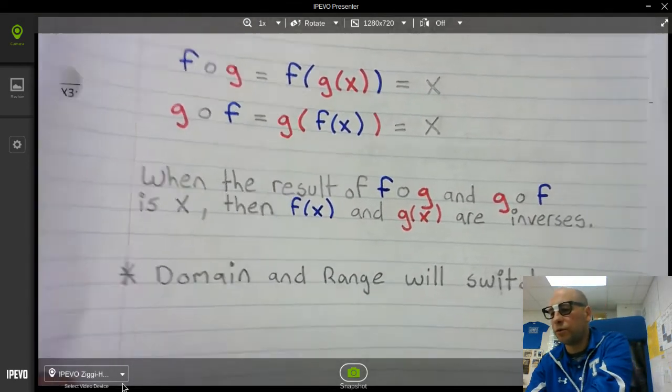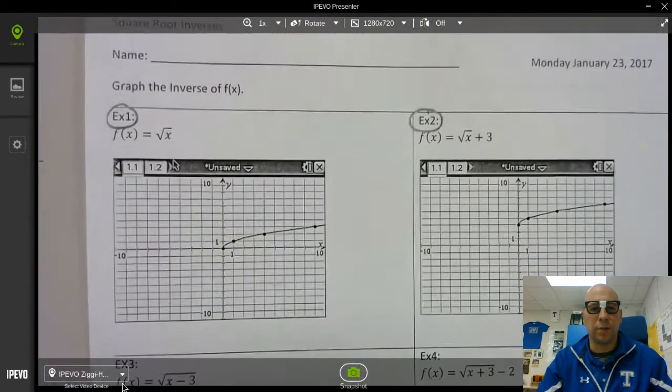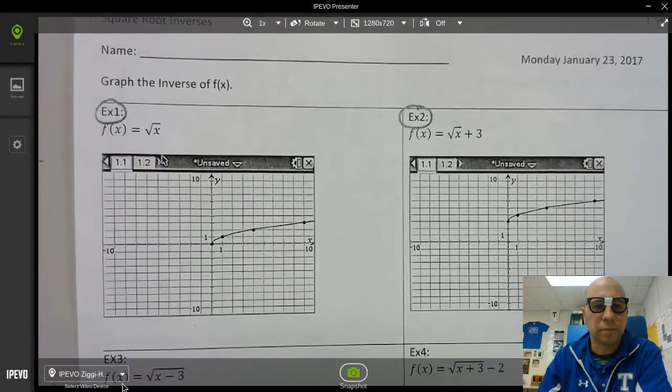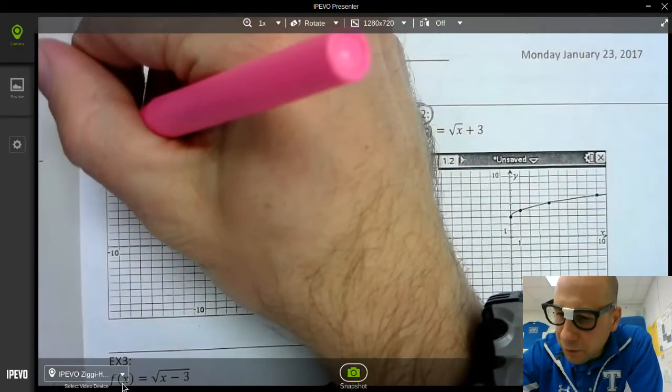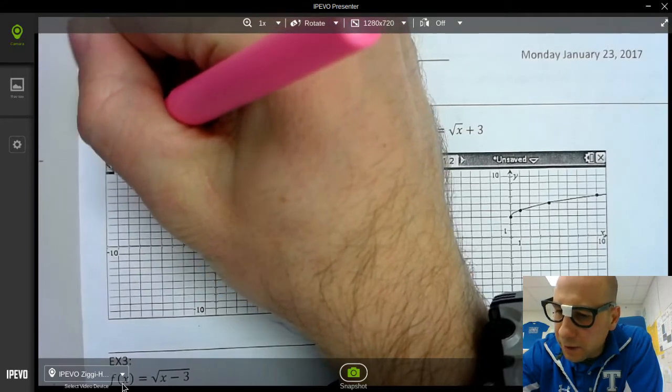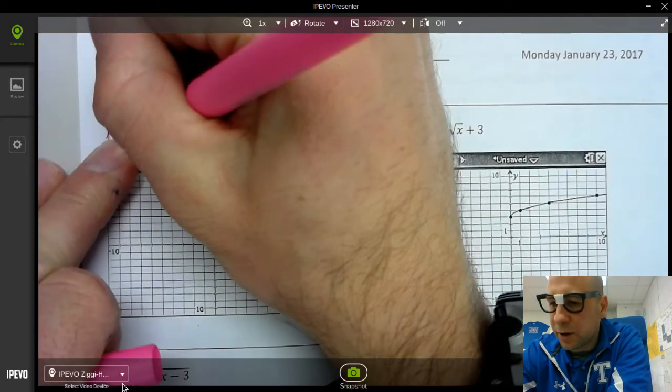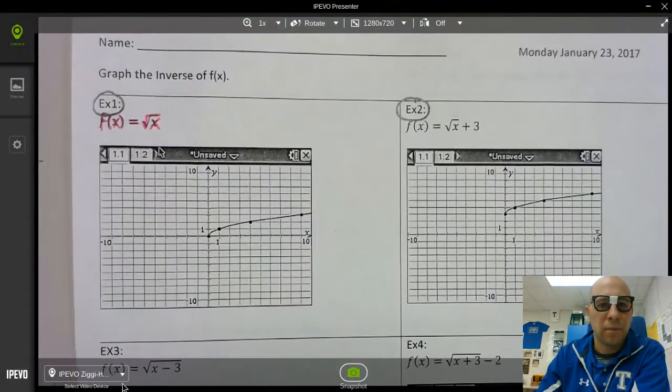All right, now that your notes are updated, let's take a look at example number 1. All right, so in the examples, I'm going to use 3 shades of blue: pink shade of blue, purple shade of blue, and yellow shade of blue. All right, so I'm going to make the original function pink, and I think this is Posh Pink, which is my favorite shade of pink.